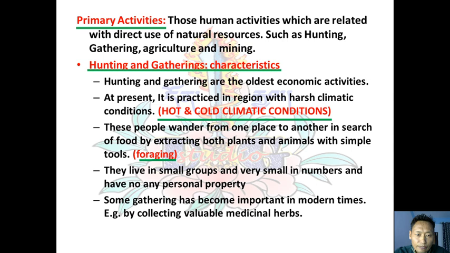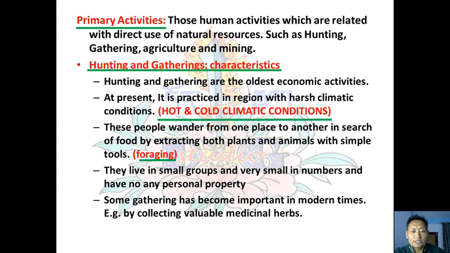The fourth characteristic of this type of activity is that they live in a very small group, very small in number. They are not settling in a large group. Small group means that the group consists of only a few people, maximum 15. And these people don't have any personal belongings and properties like houses and agricultural land. They don't have such types of personal property.